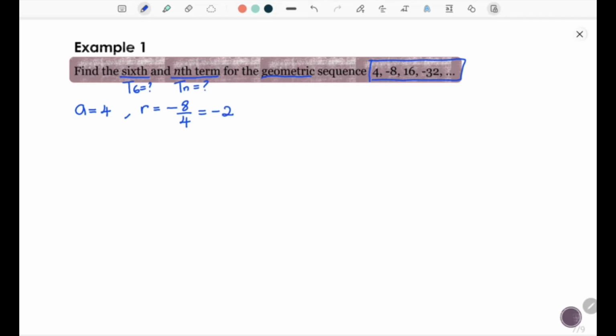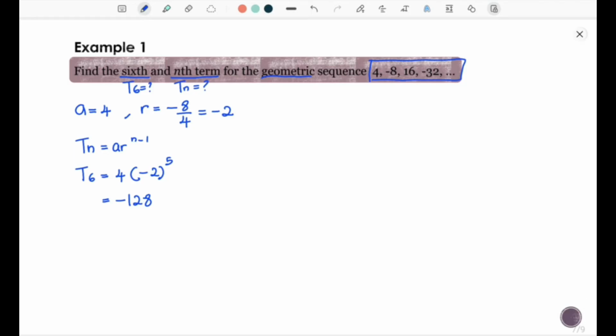Now, let's find t6. You must apply this formula, tn equals ar to the power of n minus 1, to find t6. So t6 equals a, which is 4, times r, which is -2, to the power of n minus 1, which will be 6 minus 1, a power of 5. So we have t6 equal to -128.